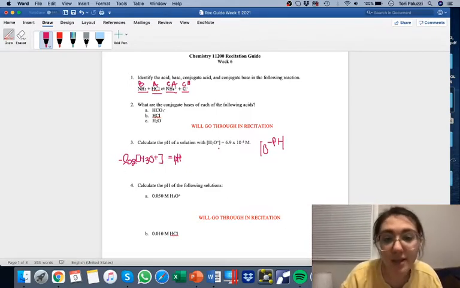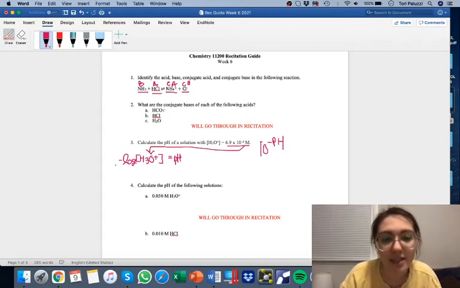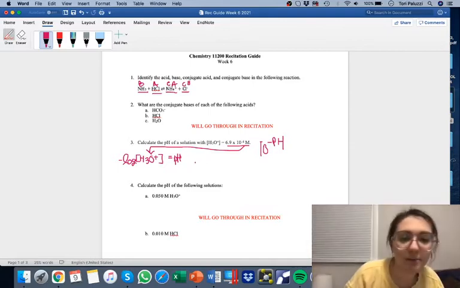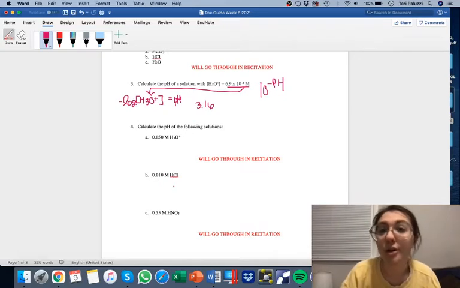So in this case, because we have the concentration of hydronium ions, I'm just going to take that and plug it in here. And when I take the negative log of this number, I look over at my calculator, I get the number of 3.16. So there we go. Kind of the same idea with 4, part A, so I'm going to skip over that one and go through it in recitation exclusively, and then we're going to move into 0.10 molar of HCl.